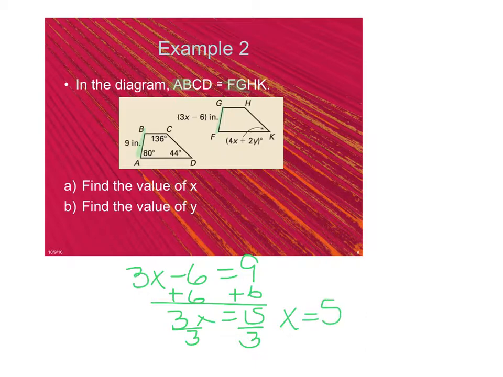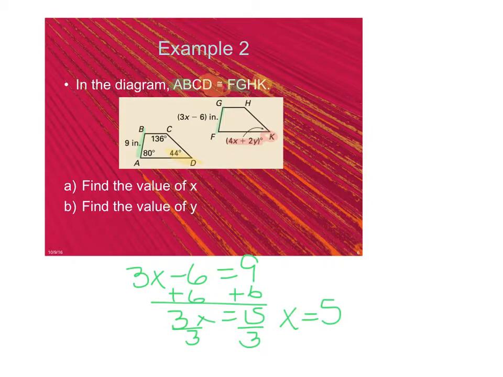Now I'm going to go look for the value of Y. Notice Y is over here by this angle K. And the measure of angle K is 4X plus 2Y. Notice in my statement, K is the last letter. So it's going to match with the last letter over here, which is the letter D. So the measure of angle D is 44.